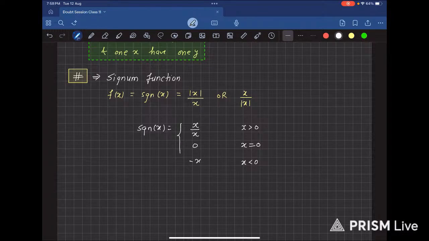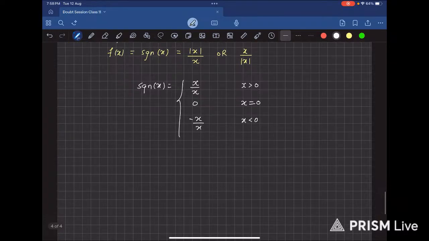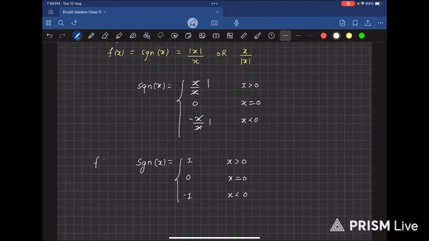And this is minus x upon x, because mod will open with a negative sign, because x is negative. Therefore signum of x will be equal to, this x will cancel, here also it will cancel. So we are getting plus 1, 0, minus 1. Any doubt? Please do write in the comment box. Plus 1 if x is more than 0, 0 if x is equal to 0, and minus 1 if x is less than 0. So it is your signum function. F of x is equal to signum function. Answer is 1, 0, minus 1.